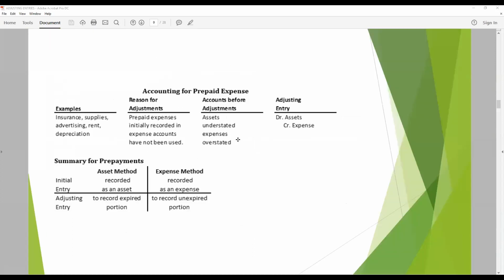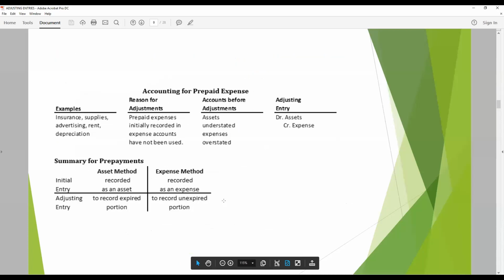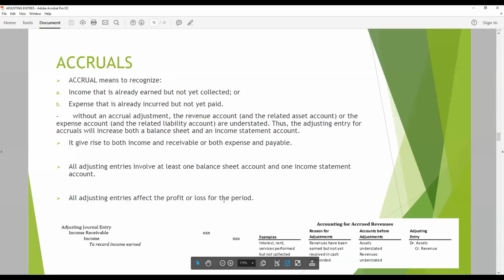So, done na tayo sa prepaid expenses and unearned revenues under deferrals. So, now we will proceed to accruals. Accruals naman tayo. Ano kaya yung accruals? Accrual means to recognize income that is already earned but not yet collected, or expense that is already incurred but not yet paid.